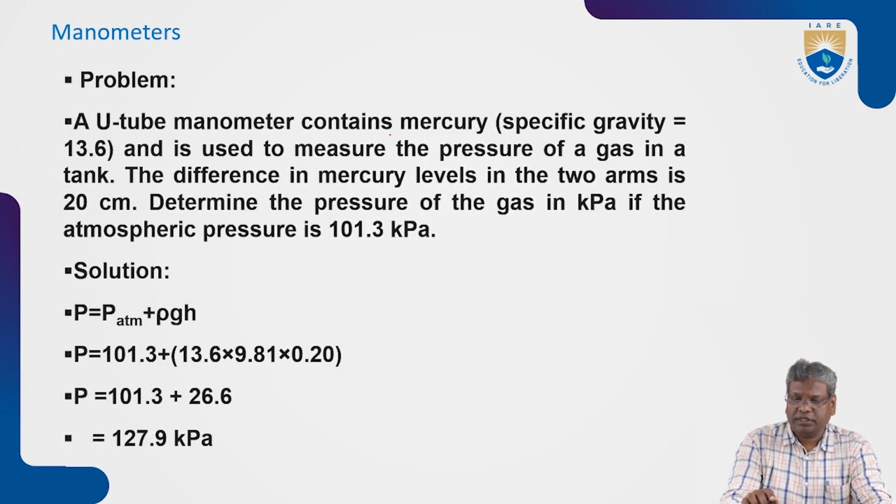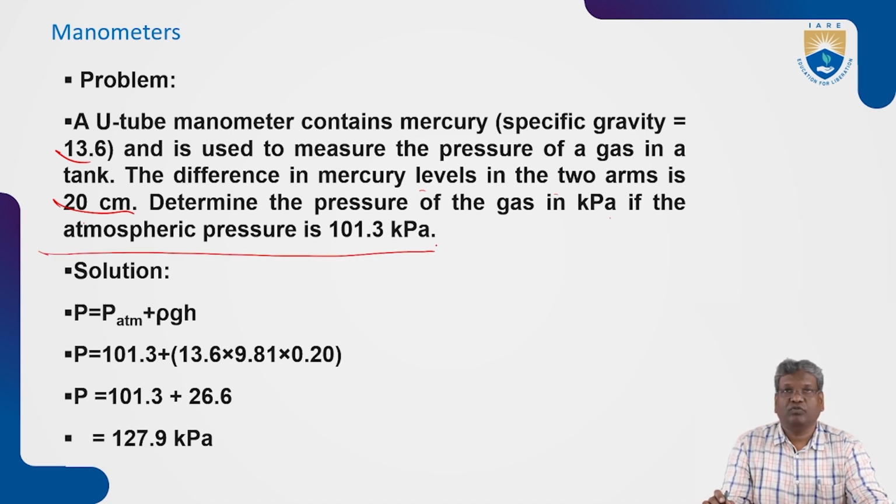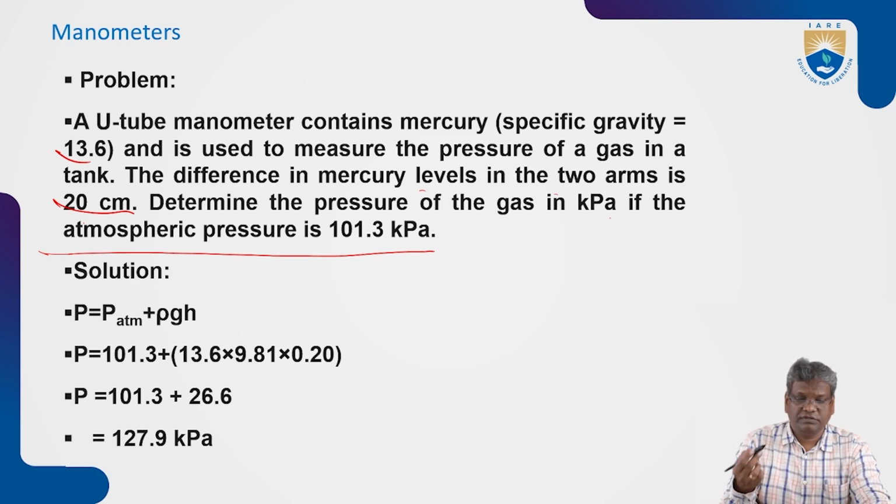A U-tube manometer contains mercury of specific gravity 13.6 and is used to measure the pressure of a gas in a tank. The difference in mercury levels in the two arms is 20 centimeters. Determine the pressure of the gas inside the tank if the atmospheric pressure is 101.3 kilopascals. Whenever a problem is given, you should first write the basic formulas and given data, right?